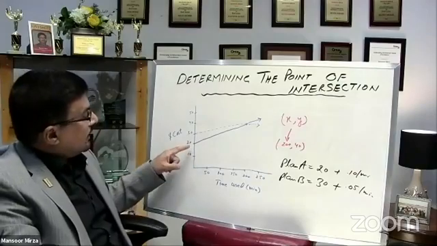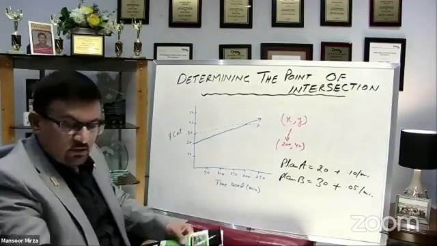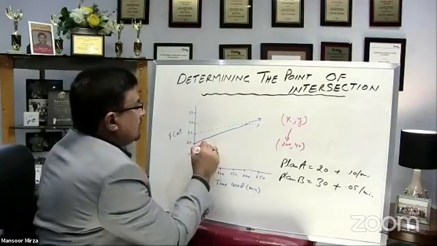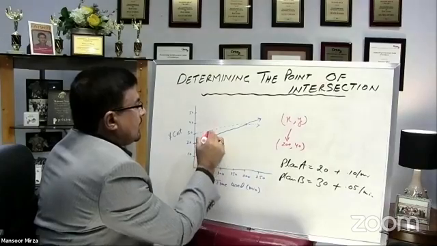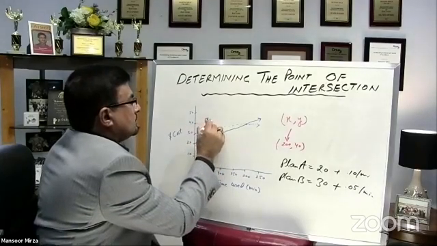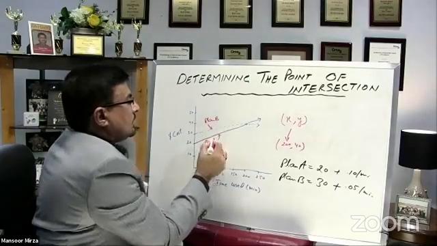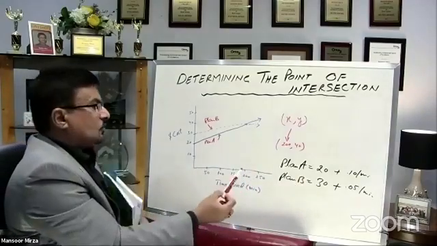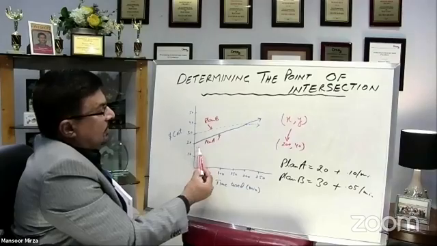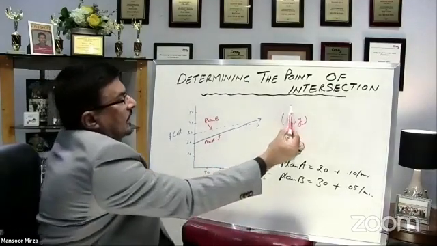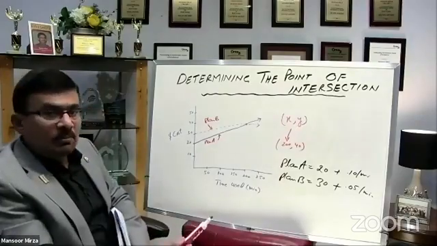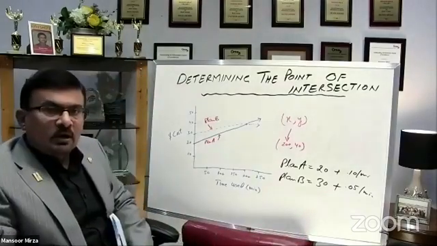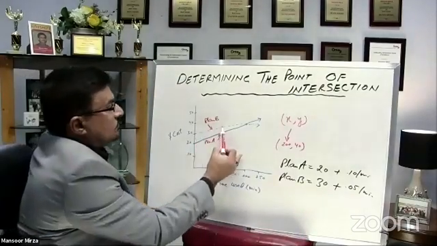So what I did, I should write down here, this is plan A and this is plan B. In plan A, the $20 is the starting point. From $20 the cost keeps increasing, and the line goes straight to this point. For plan B, starting from $30, it has fewer cents per minute for the additional minutes. Plan B goes all the way to this point.